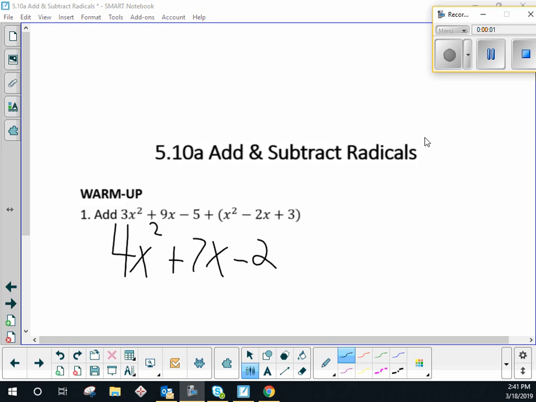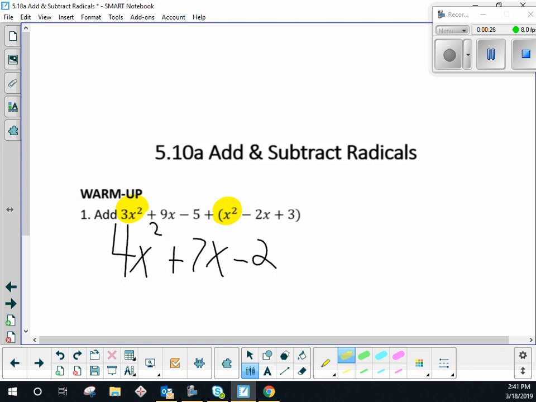Here are a few things I want to talk about, and then we're going to use those same concepts to talk about how to add and subtract radicals. So what we just added and subtracted here were variables. For example, how did we know to add 3x squared to x squared? The powers were the same and the variable was the same, right? Two things were the same.